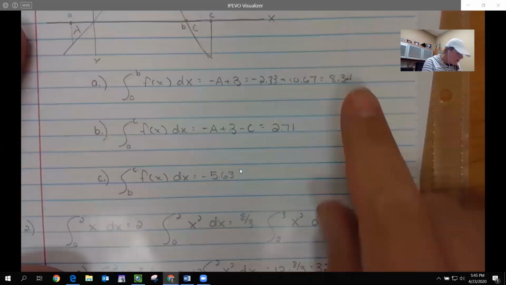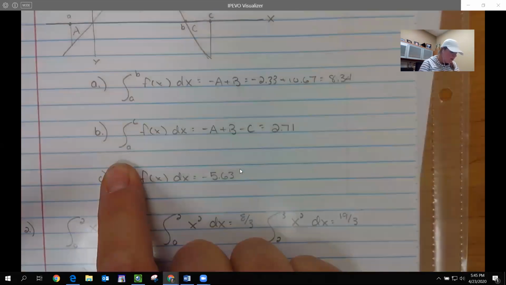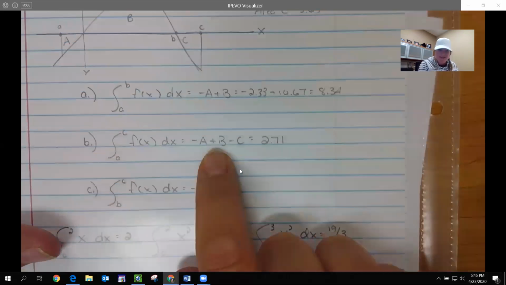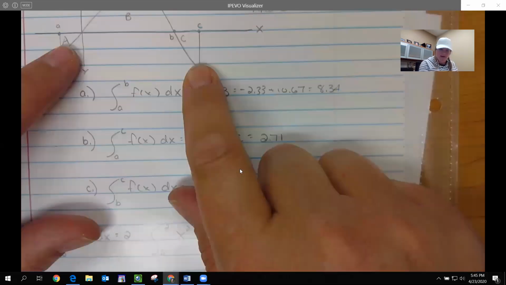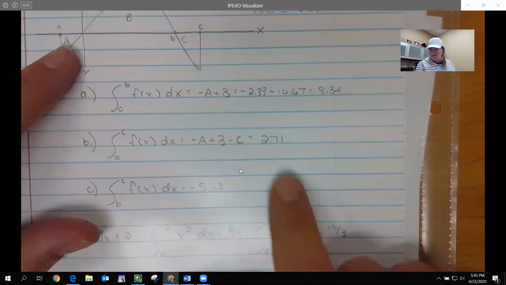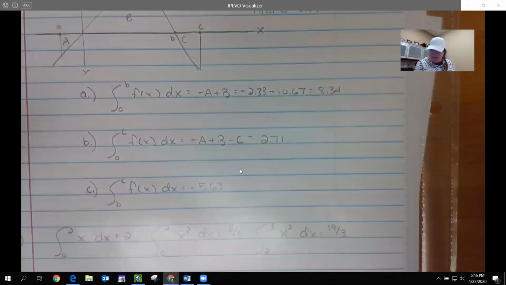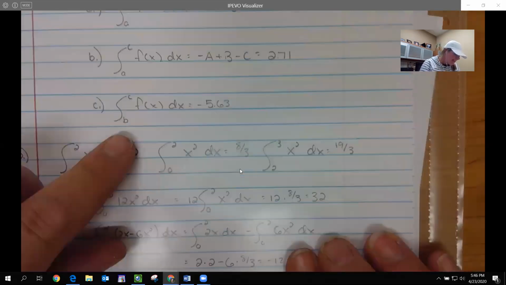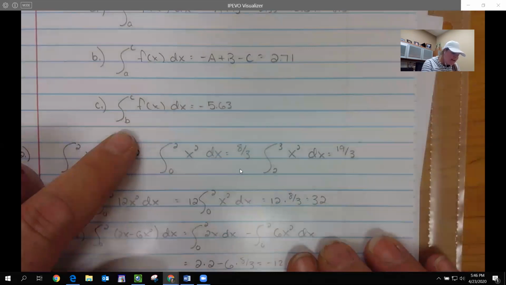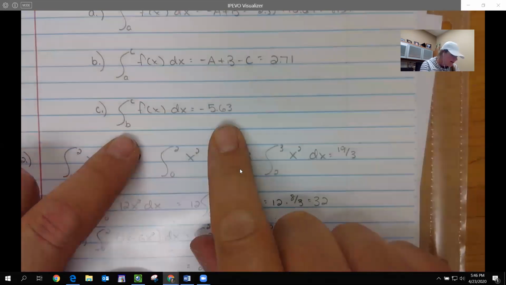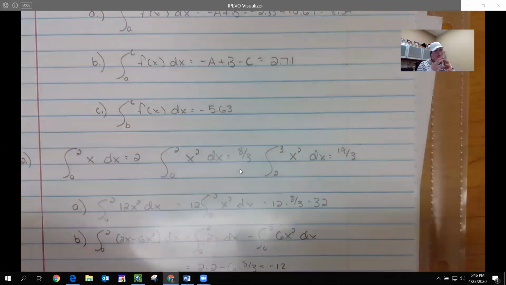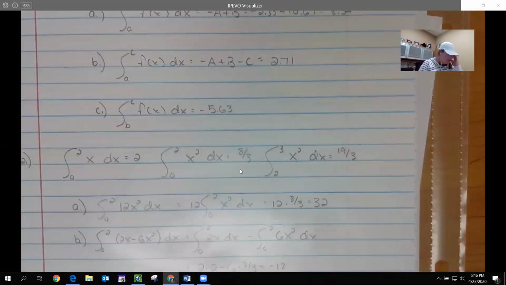Okay. Second one, I want to go from A to C all the way across. Then I would take negative A plus B plus negative C, because these are both negative. And you better get 2.71 with the numbers they gave us. Pause it. Try the next one, B to C, and see if you can get this solution here. B to C, it's negative, so you do the negative section in there.